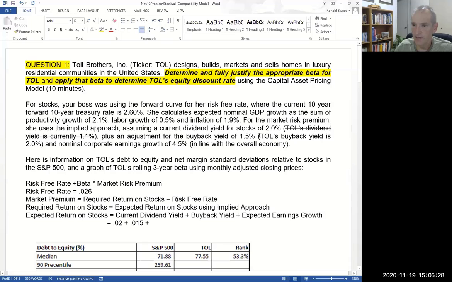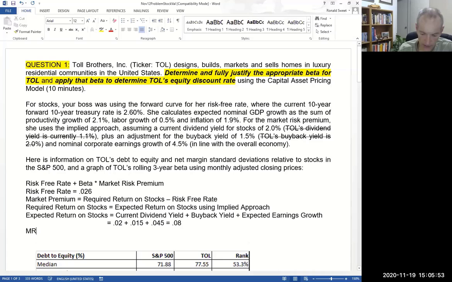Toll's buyback yield, we don't care about that. We're not talking about Toll. The only time we worry about Toll here is the beta. That's the only place Toll comes in. Everywhere else, it's the market numbers. And then expected earnings growth, she gives that to you right there, 4.5%. So you put all that together, and you get an expected return on stocks of 8%.